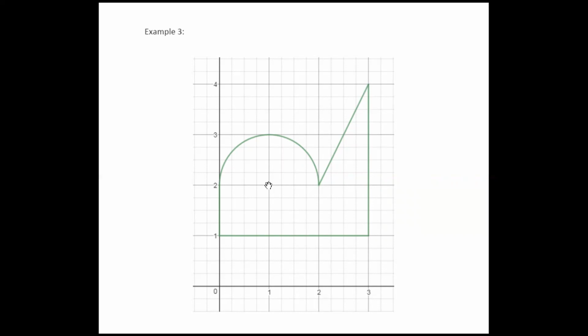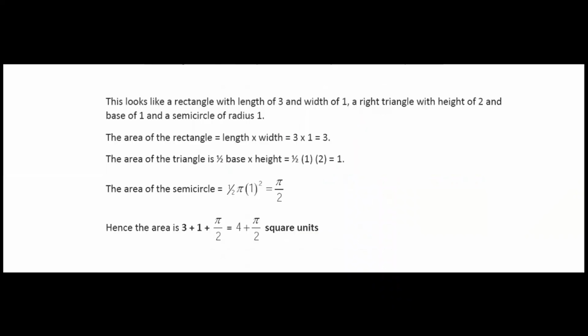And this is a semicircle, half a circle. And the radius of this circle is 1. So we know that the area of the circle is pi r squared. Since r is 1, this is pi. But this is a semicircle, so its area is 1/2 of pi. And this is what we have: the area of the rectangle, the area of the triangle and the area of the semicircle, and we add these together and we get 4 plus pi over 2 as the area. No calculus involved in any of these examples.